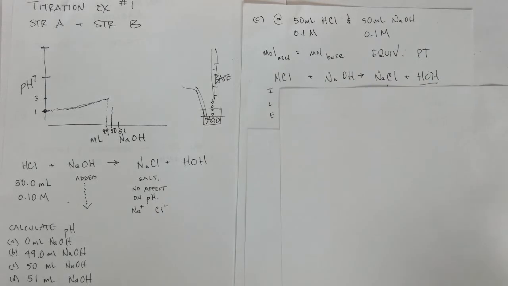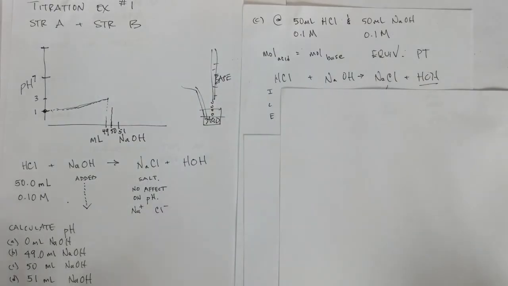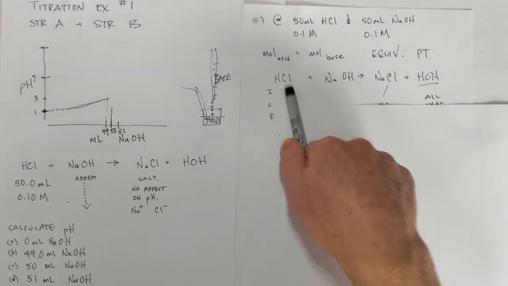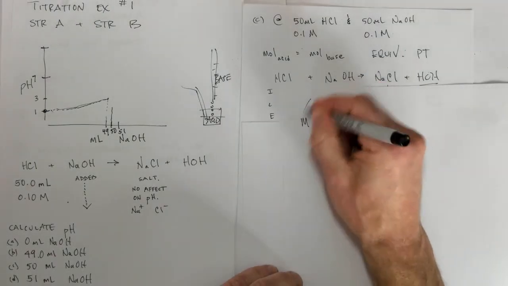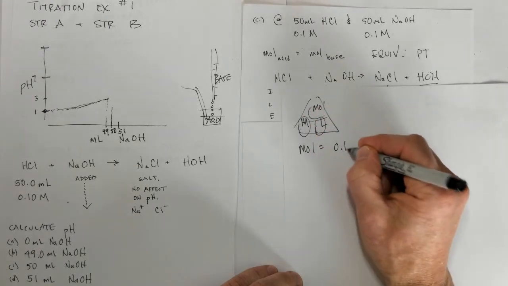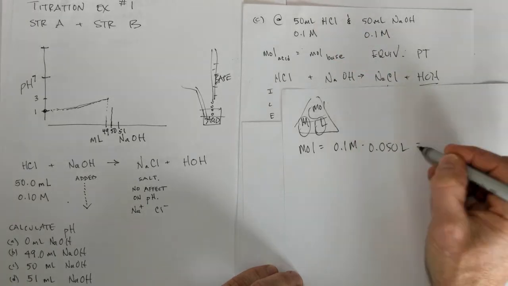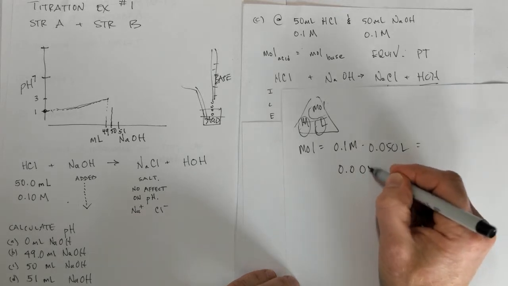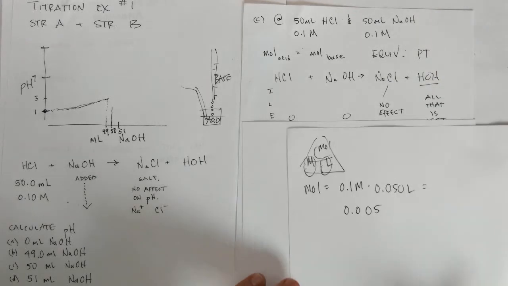So first, let's write our net ionic equation, or just our complete ionic equation here. HCl, NaOH, NaCl, and some HOH. And then convert to moles. So when we convert to moles right here, we're going to get the same number of moles here as here. And if you want to see that, remember in the molarity triangle, moles would be equal to the molarity times the liters. So my moles would be equal to 0.1 molar times my milliliters, or 0.050 liters. And so this would be 0.005. And then that would be the same for the NaOH. So they have the same amounts right here.